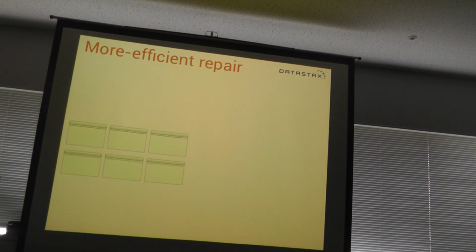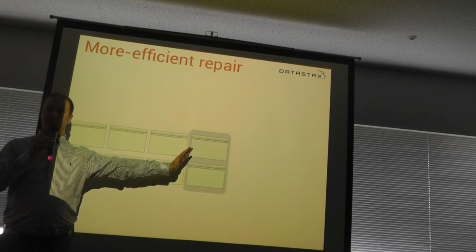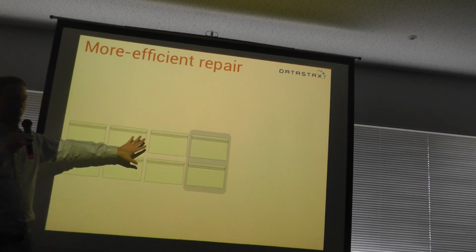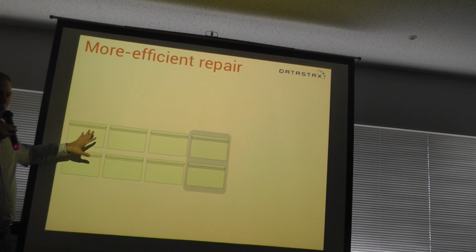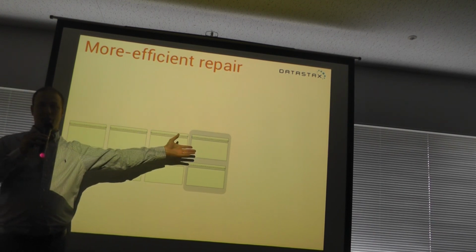So what we have done for 2.1 is we have made it so that I only have to scan the new data that hasn't been repaired yet. Once I've repaired some rows in the table, I won't need to repair those again until they're updated again.